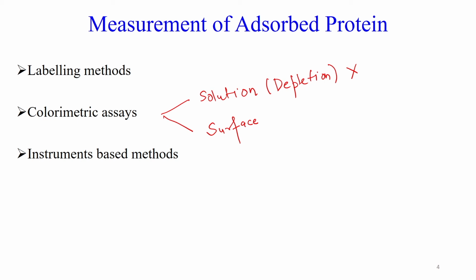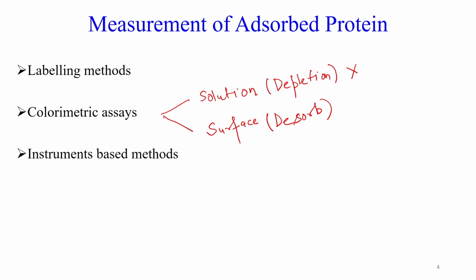The other option is that whatever protein is there on the surface, we can desorb in less volume. So, we can get some concentrated protein and then we can analyze using the colorimetric method.